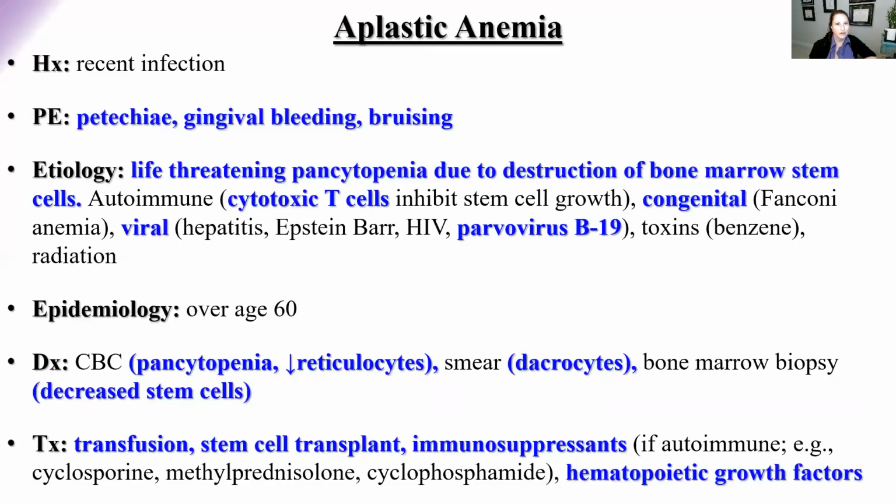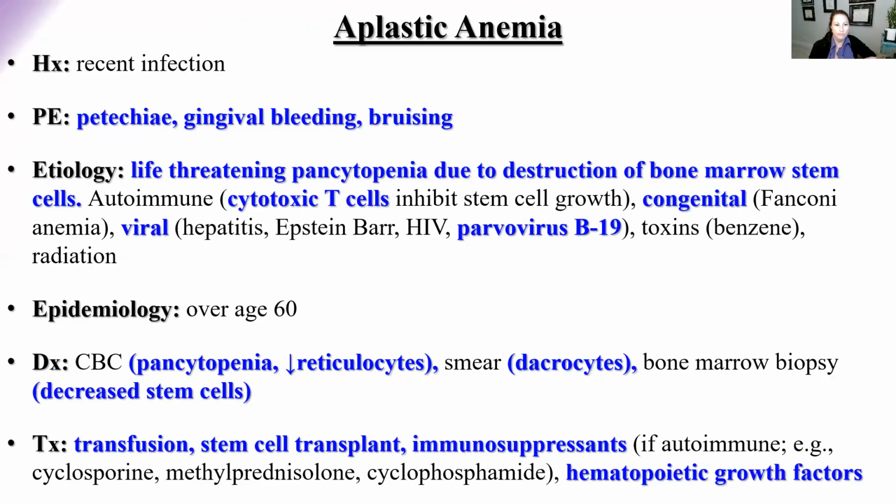In this one, they're going to present usually with some type of recent infection because they're not making any kind of white blood cells at all. So recent infection, petechiae, gingival bleeding, and bruising because they don't have enough platelets. So again, life-threatening pancytopenia because we have a destruction of the factory itself. The bone marrow stem cells have shut down.